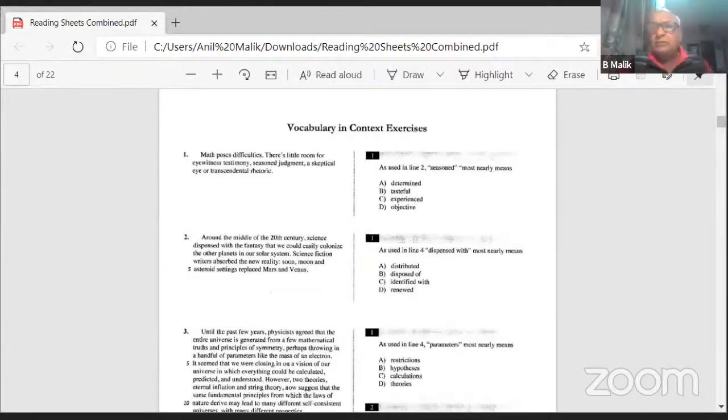Therefore, sir, when you see a question of vocabulary in context is worded like this, see here. He says, as used in line 2, seasoned most nearly means. He's not asking you the meaning of the word seasoned. He's saying, as used in the sentence, what is the meaning of the word? Right? That is what we have to understand.